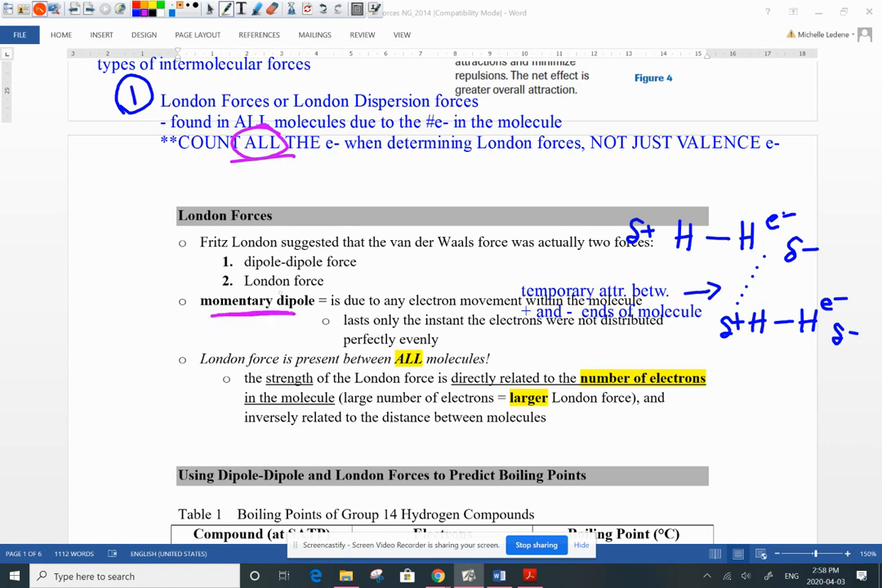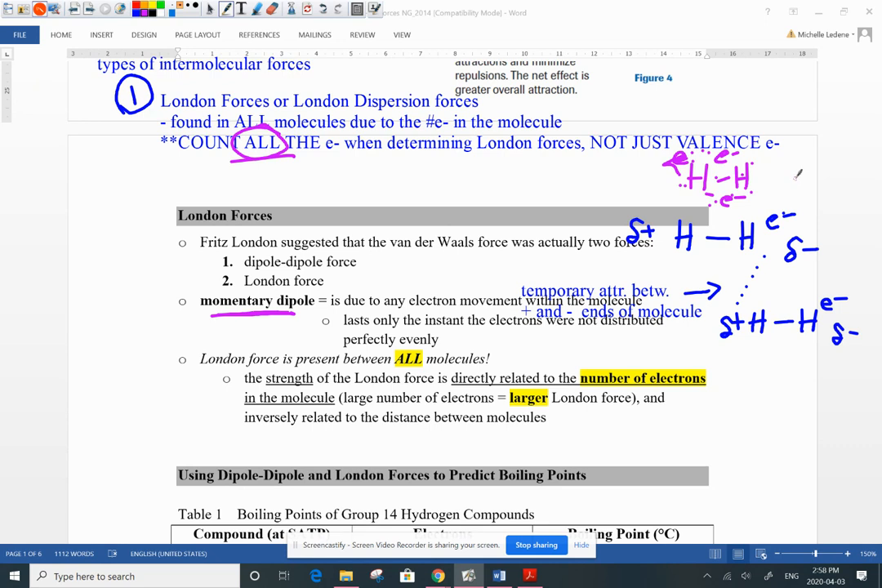It's a momentary, a temporary, or an instantaneous dipole, an attraction between the two ends of a molecule. So here's, for example, a hydrogen molecule, H2. The electrons are moving around. So if you look at a hydrogen molecule, at one instant, the electrons are over here, and then they move around, and now they're over here, and now they're over here. So the electrons are always moving around any molecule.